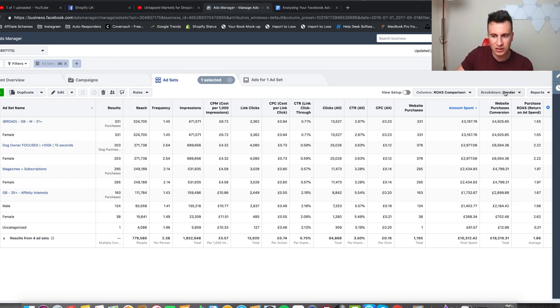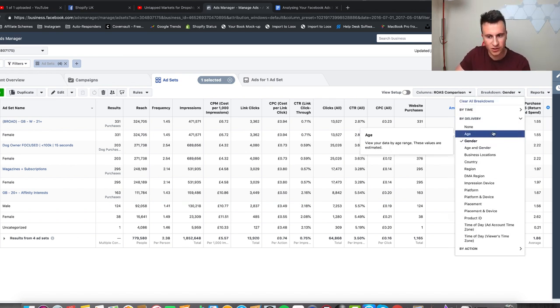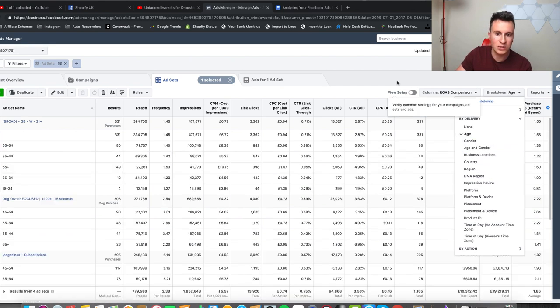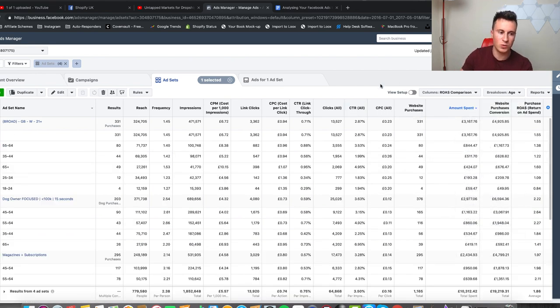Another breakdown you can do then, I'm not going to show you every single one because you guys can go out and have a play around. I'll just show you the main 2: gender, and then of course the other one is age range, because this is one where you'll soon start to spot different patterns, especially depending on what niche you're in. There's definitely going to be certain age ranges that are going to be performing better than others.